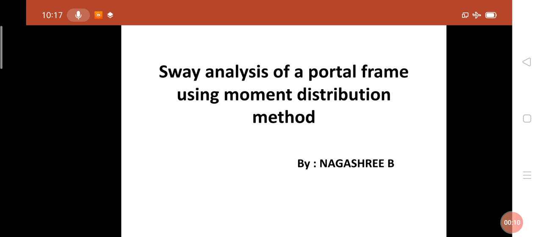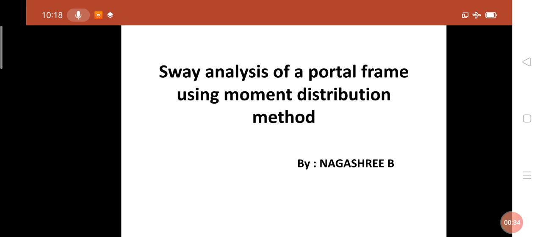So in my previous lecture series, I had discussed how to analyze a frame in a non-sway condition, and also how to analyze a continuous beam using the moment distribution method. Today, I'll be discussing how to analyze a portal frame using the moment distribution method with a sway condition.